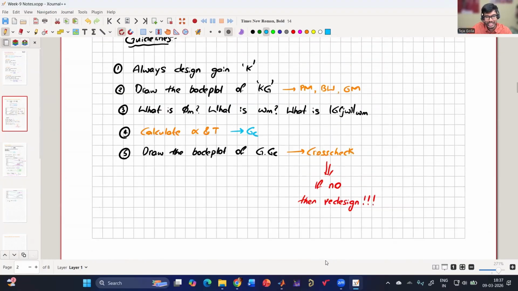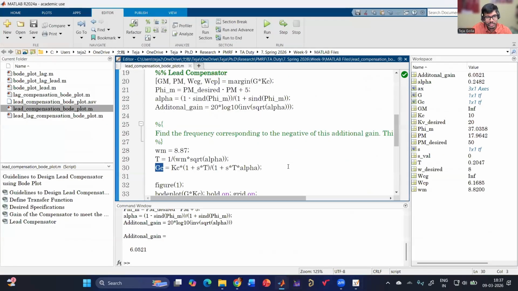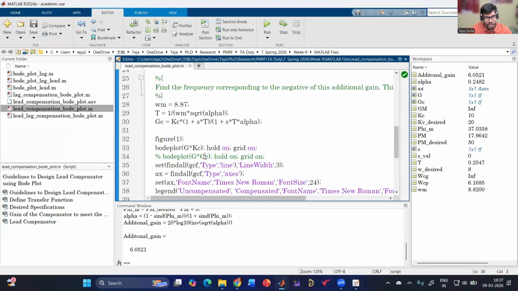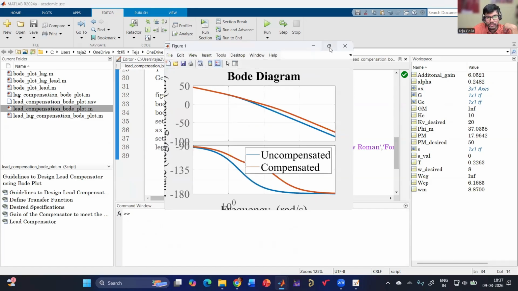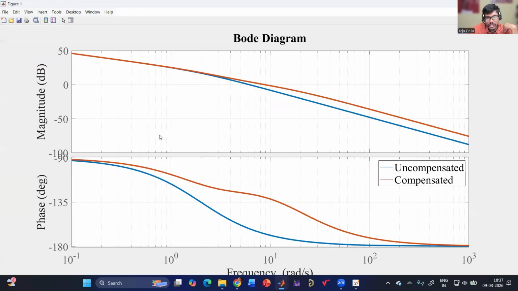So I'll plot the G into Gc. This line I had initially commented out; now I'll uncomment it. So I'm plotting two. One is G into Kc, which is only gain compensated, and I am calling it uncompensated. The other one is G into Gc, which I'm calling compensated. So now let us run and see the characteristics.